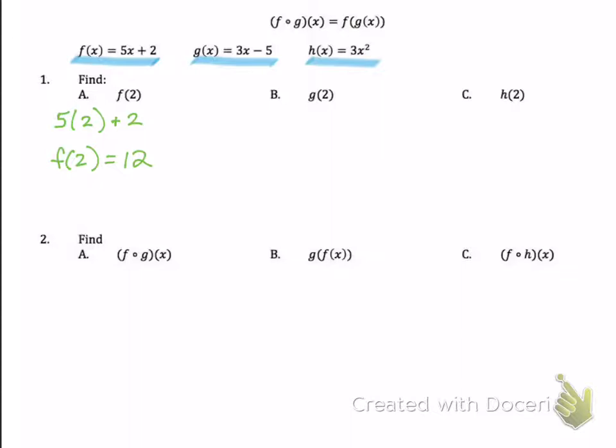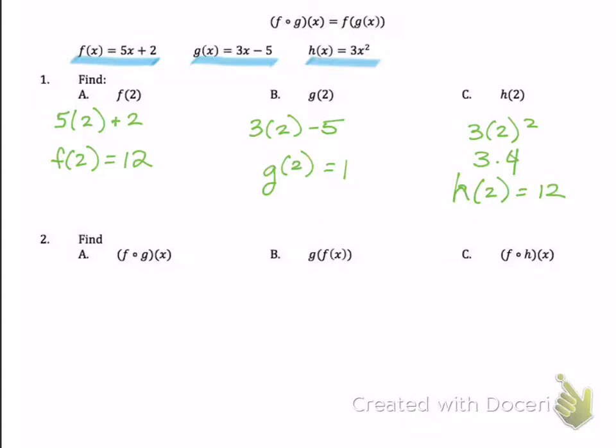G of 2, 3 times 2 minus 5, 6 minus 5, so g of 2 is equal to what? 1. And then h of 2, 3 times 2 squared. I square first, so 3 times 4. So h of 2 equals 12. Good.